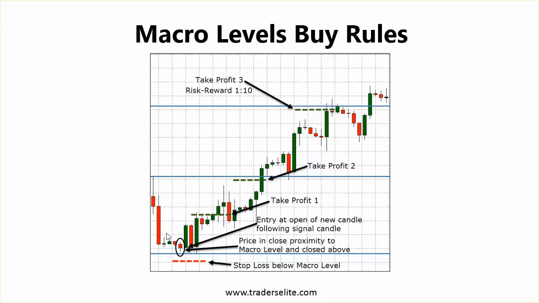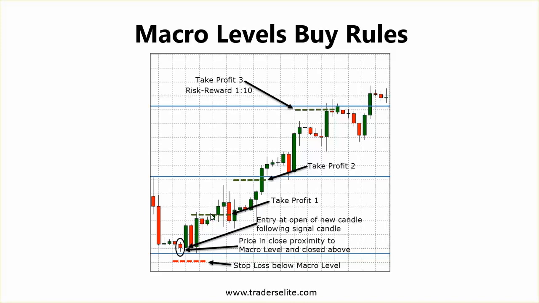So let's have a closer look at buy rules. We can see here no particular pattern whatsoever, but when price gets in close proximity of a macro level and closes above, we see an opportunity for a buy. Place the stop just below, say around 30 pips. I personally use the 4-hour primarily on the system. I will use the 1-hour on occasion, but it works extremely well on the 4-hour, just a bit more stable.